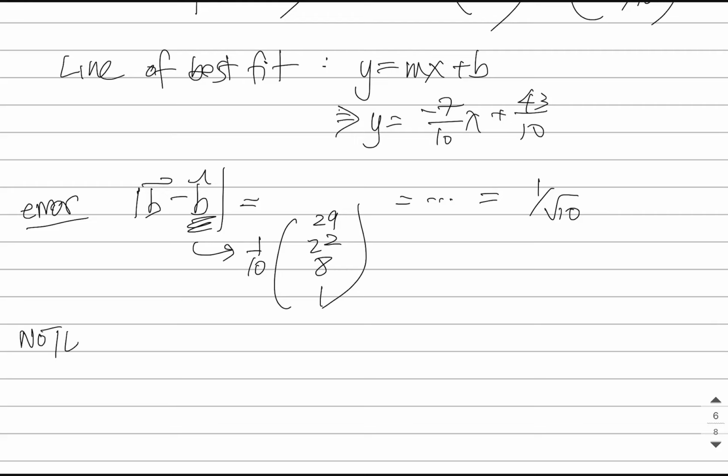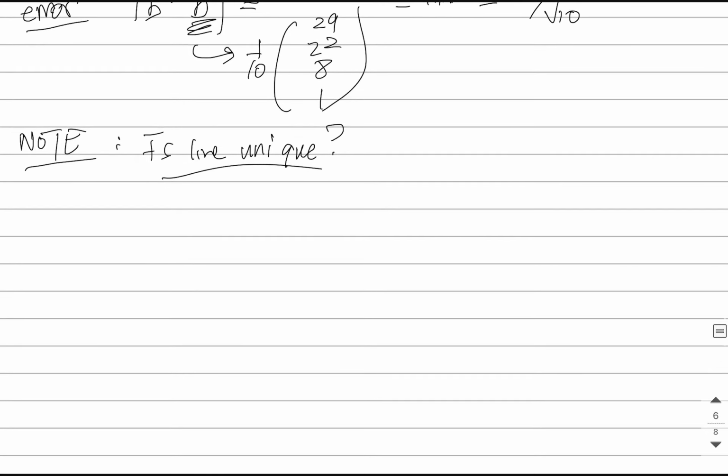Now, is this line unique? Could there have been another line that I could have chosen that would do a better job? We can't answer that generally, but we can try to give some conditions on when we may see uniqueness. To get you there, this matrix A transpose A appears in our normal equations, and it's basically the left-hand side. So let's talk about this, because remember, uniqueness is related to linear independence.